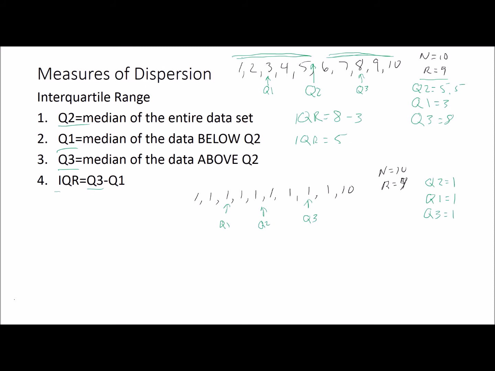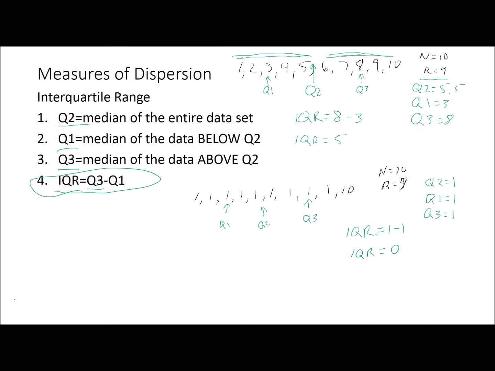Now let's finish it up by doing the calculation of the IQR. So the interquartile range equals Q3 minus Q1. So this was going to equal 1 minus 1. So you have an interquartile range equaling 0.